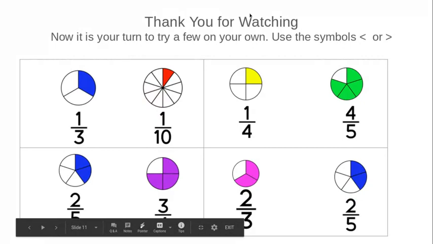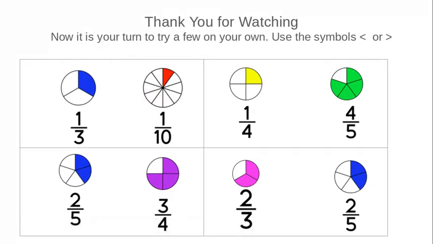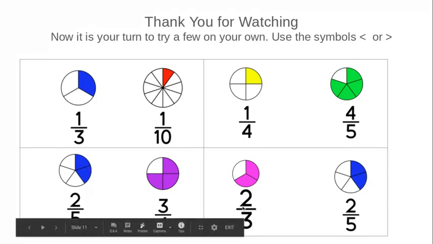All right, so now it's your turn to try a few on your own. So use the symbols, less than or greater than. You might want to write it out on paper. You don't have to draw the whole picture, but you can look at the pictures as the visual. And so we have 1/3, 1/10. You might want to write just 1/3, 1/10, and then write your symbol in there as you're looking at the picture. Okay, here we have 1/4 and 4/5. So again, for time's sake, you might just want to write the 1/4 and the 4/5 because you can visually see them here. You don't necessarily have to draw them. And here we have 2/5.